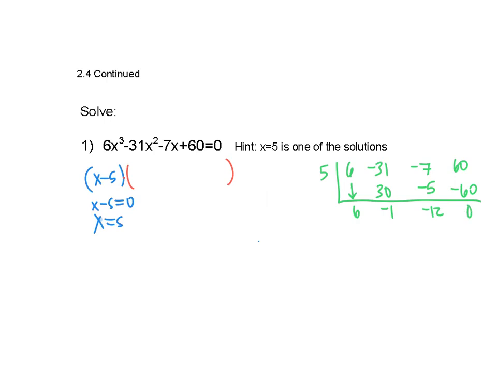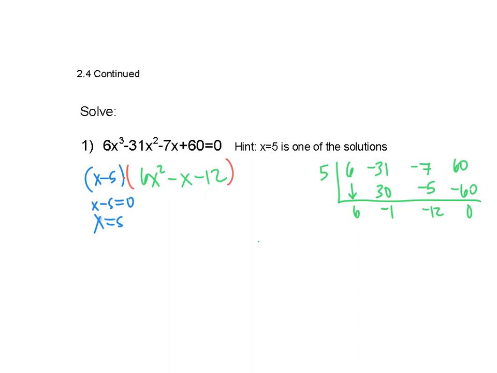Now we should get a remainder of 0. Otherwise, the information that I was given is false. Remember, if something is a factor, when I divide, I should get 0. So now we know that when we divide my original polynomial by x minus 5, our quotient is 6x squared minus x minus 12. Now you can double check it. If you multiply that binomial times that trinomial, you will get back to the original problem. And I could show it for you, but I think you probably trust me.